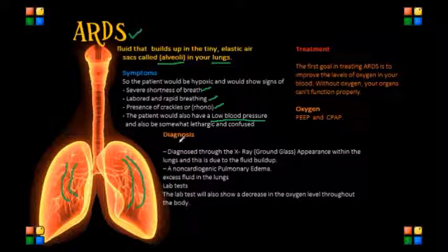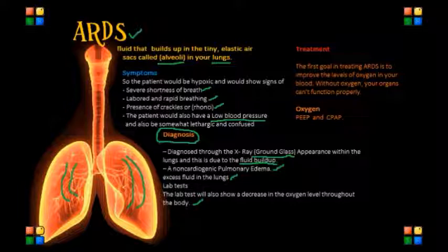Now, in regard to diagnosis, there's really no specific test to identify ARDS. The diagnosis is based on the physical exam, the chest X-ray, and various oxygen levels. On the X-ray, you would see a ground glass appearance within the lungs, and this is due to the fluid buildup around the lungs. The patient can also have a non-cardiogenic pulmonary edema, and obviously this is due to the excess fluid in the lungs. The lab tests will usually show a decrease in the overall oxygenation level throughout the body.